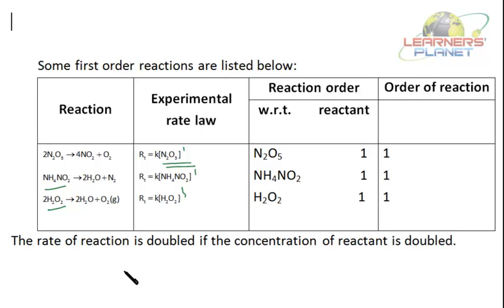Now in this case, what will happen if the concentration of reactant is doubled? What will happen to the rate? Rate will also be doubled. If the concentration of reactant is tripled, the rate will also be tripled. So this is the first order reaction.